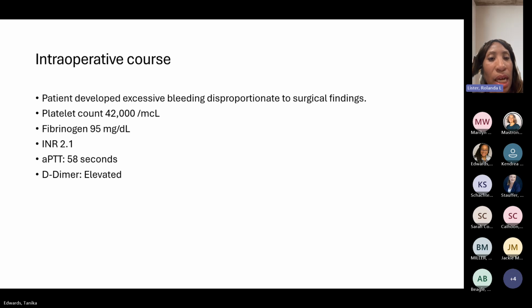Okay, so she ultimately underwent delivery in the operating room. You can see by her labs, her platelet count is 42, so it's gone lower. Her fibrinogen is 95. The INR is 2.1. The D dimer is elevated. Her PTT is markedly elevated. Next slide, please.